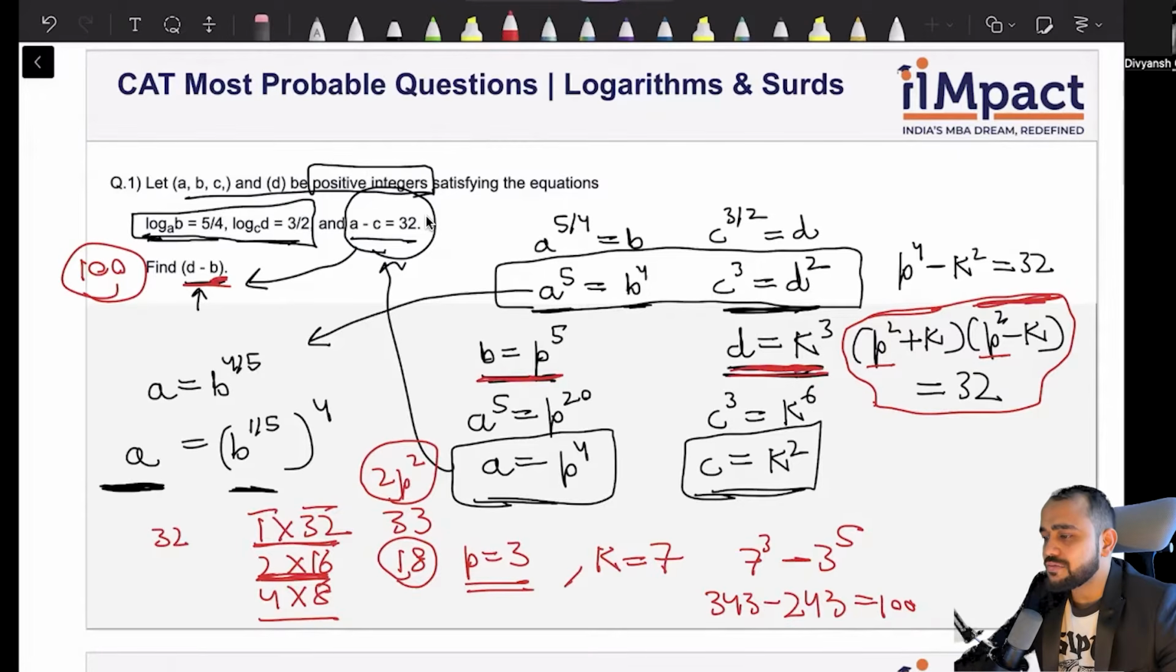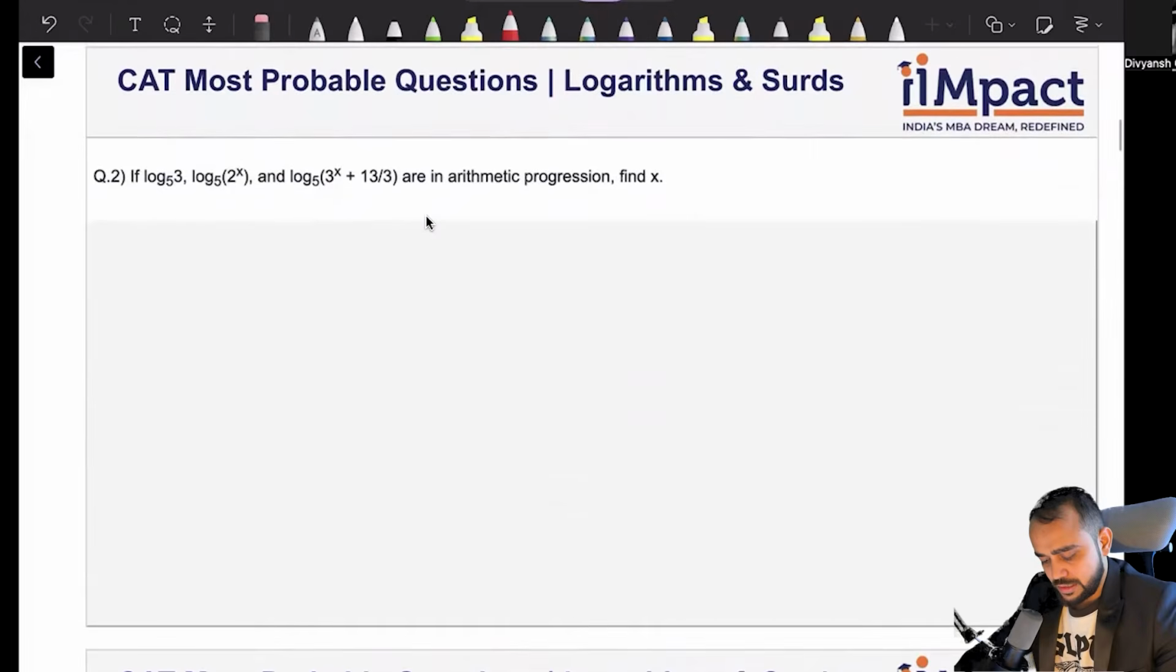You can do this with hit and trial. You can guess the values based on these relationships, but because it eventually turns out that the bases are 7 and 3, it makes it tricky for this particular instance to be able to guess what the values are. All right, moving on. Question number 2.